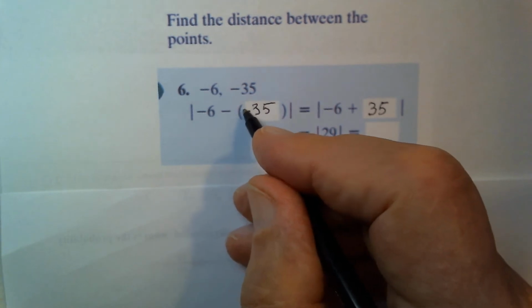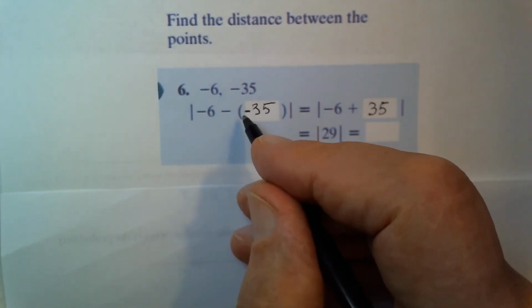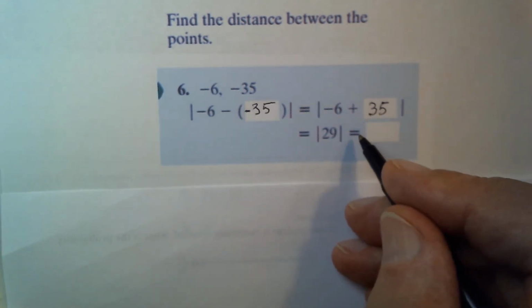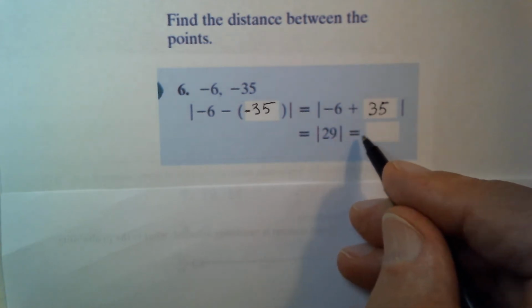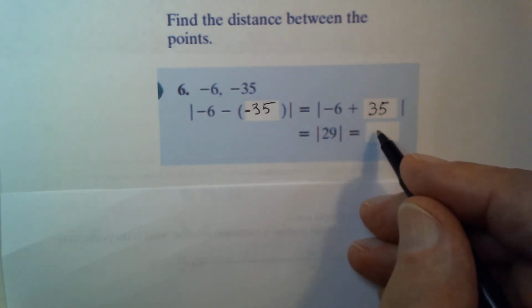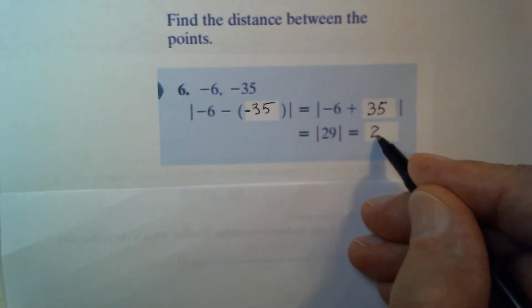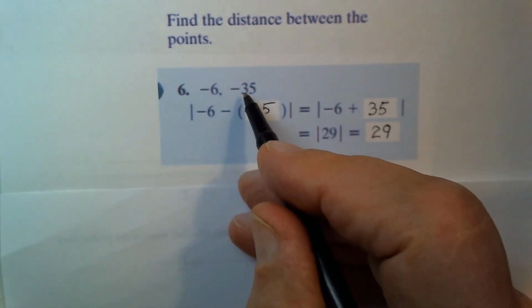A double minus means a plus, right? If a minus is preceded by another minus sign, separated by parentheses, of course, that's a plus sign. And then minus 6 plus 35 is 29. And the absolute value of 29 is 29. So that is the distance between minus 6 and minus 35.